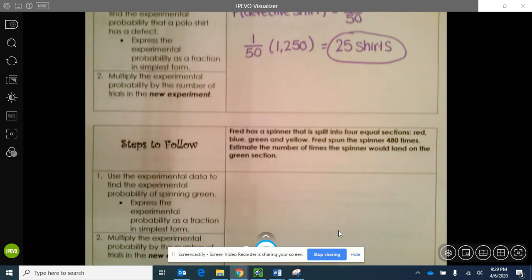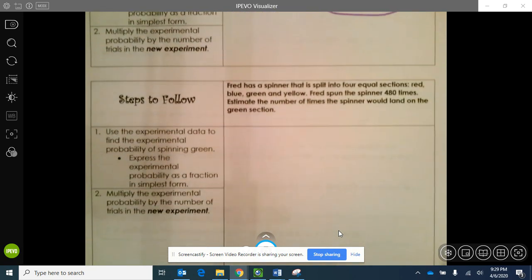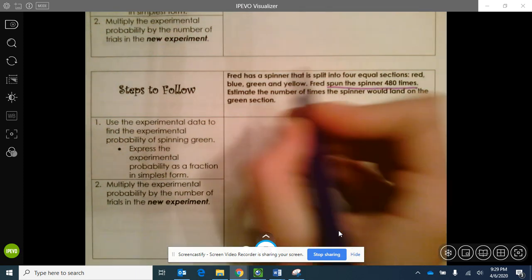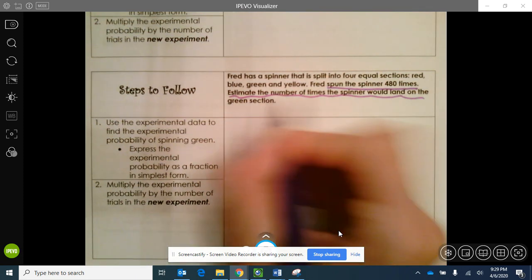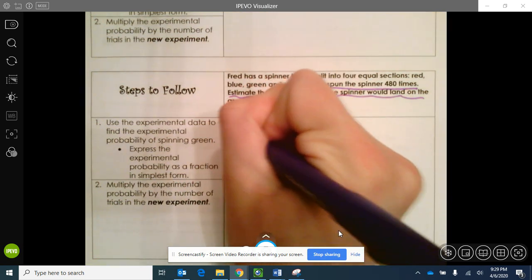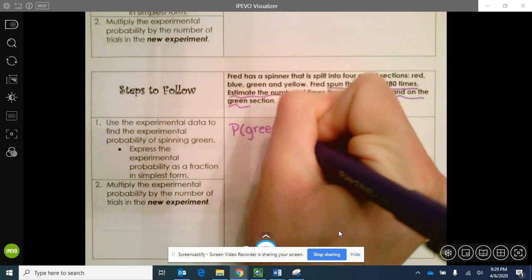Okay, let's take a look at this second example. Fred has a spinner that is split into 4 equal sections: red, blue, green, and yellow. Fred spun the spinner 480 times. Estimate the number of times the spinner would land on green. Okay, so I want to start by finding the probability of green when I spin the spinner.